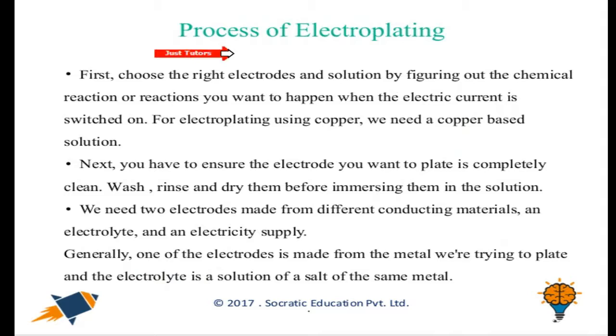So what is the process of electroplating? First, choose the right electrodes and solution by figuring out the reactions you want to happen when the electric current is switched on. For electroplating using copper, we need a copper-based solution. Next, you have to ensure the electrode you want to plate is completely clean. Wash it, rinse it and dry it before immersing it in the solution. We need two electrodes made from different conducting materials, an electrolyte and an electricity supply. Generally, one of the electrodes is made from the metal we are trying to plate, and the electrolyte is a solution of a salt of the same metal.